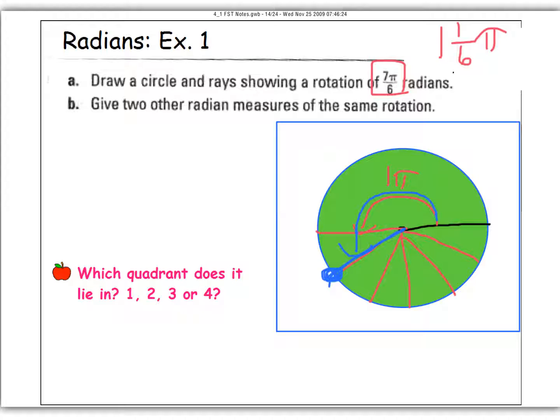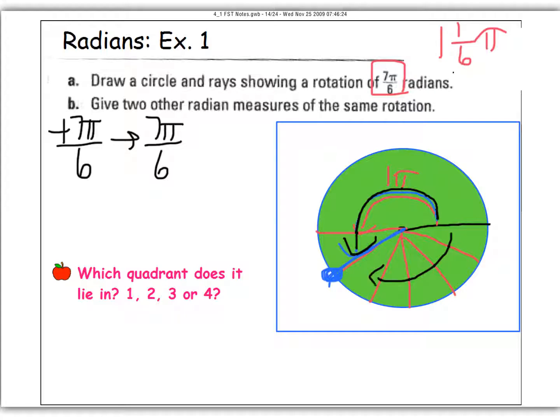Now what they want us to do is to give 2 other radian measurements of that same rotation. Now remember, this is going counterclockwise, which is the positive, so that's the plus 7 pi over 6. And we would just write it as 7 pi over 6. We don't actually put the plus. But we could also go backwards. So if you want to tell someone to go backwards, you can actually count this. On here there are 1, 2, 3, 4, 5 pieces of the 6 pi's. So this would be 5/6 of a pi going backwards, so it would be negative 5 pi over 6.